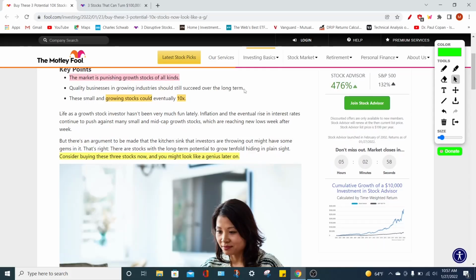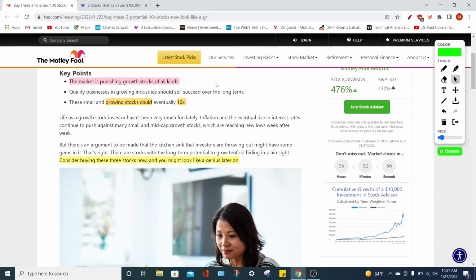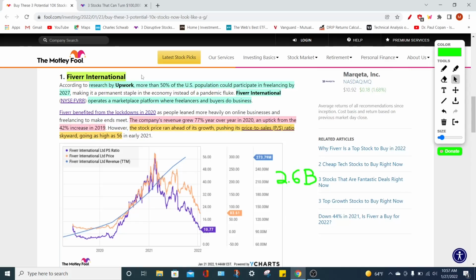The market opportunity right now for growth stocks is absolutely amazing because the market seems to be pushing growth stocks and innovation stocks very far down, way past the fair value of many of these growth stocks. To start off our list, we're going to look at Fiverr International, ticker symbol FVRR.